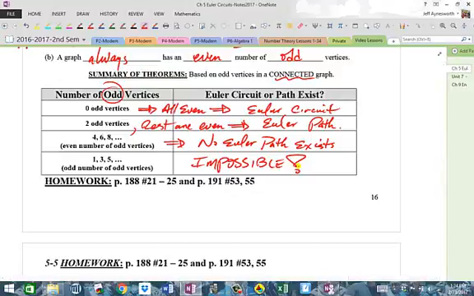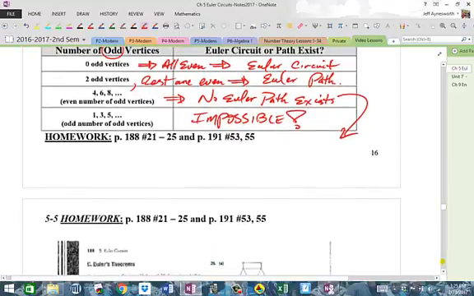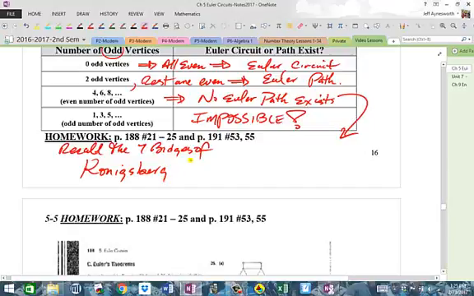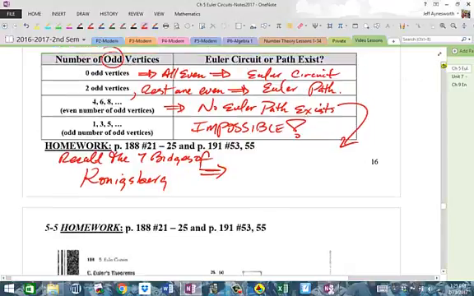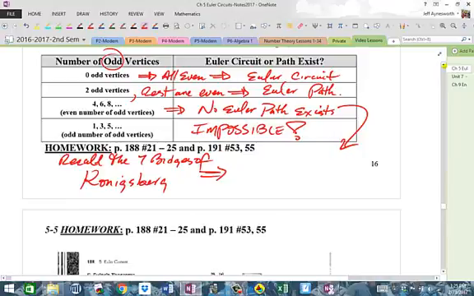Now, a little note here, let me just point out something. If there's more than 2 odd vertices and no Euler path exists, that brings us to remember the bridges of Konigsberg. I just wanted to make a little point of this before we move on. So recall the 7 bridges of Konigsberg. I'm going to recreate the graph and talk about it briefly, because when I talked about Konigsberg, I said it was impossible because Euler said it was impossible, but I really didn't discuss why because we didn't have the right tools yet. But now we do. So the graph of Konigsberg, if you remember, looks like this.